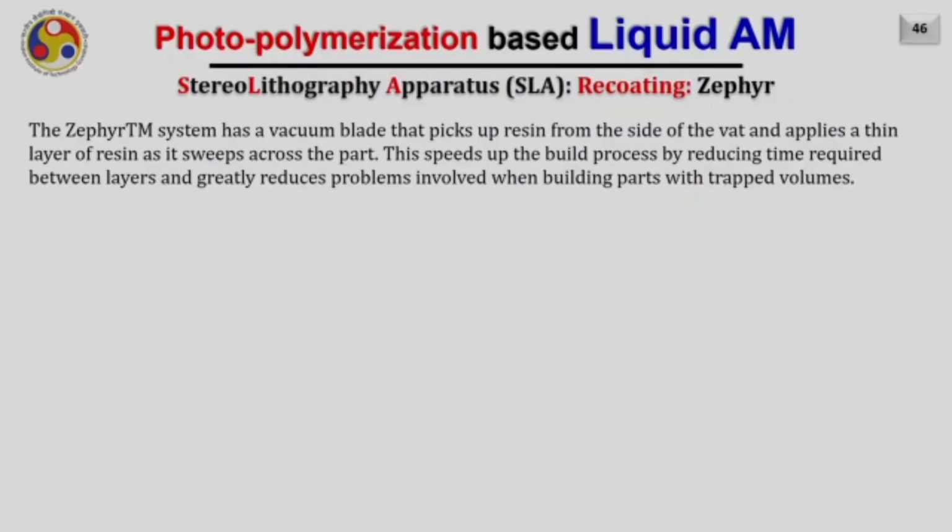But if you recall, in the second type of machine, instead of deep dipping, top feeding was there for depositing the new layer of liquid resin on top of the part. For 3D Systems SLA, the technology was called Zephyr. So this Zephyr system has basically a vacuum blade that picks up the resin from the side of the vat and applies a thin layer of resin as it sweeps across the part. This entire process speeds up the build process by reducing the time required between the layers and greatly reduces the problems involved when building parts with trapped volumes. So basically this is how it may look.